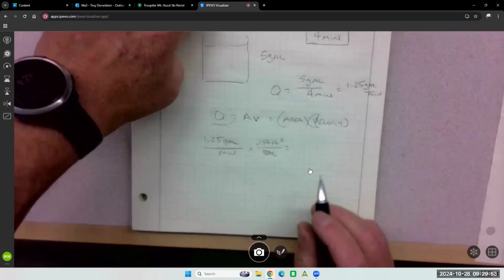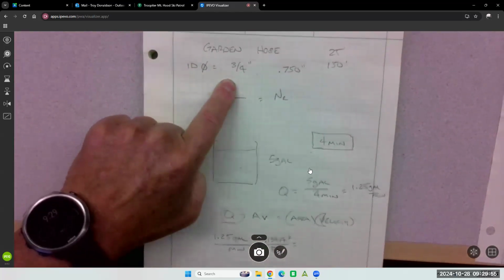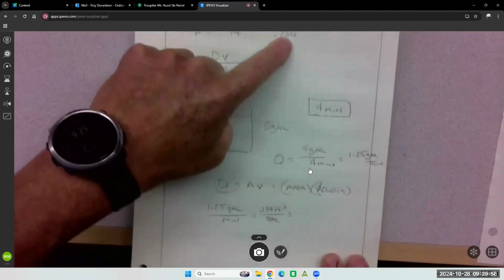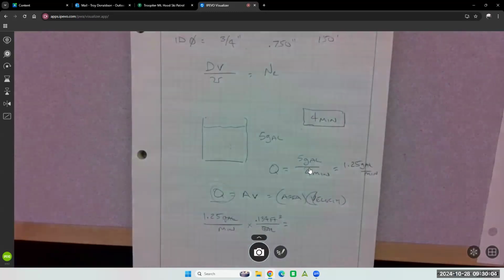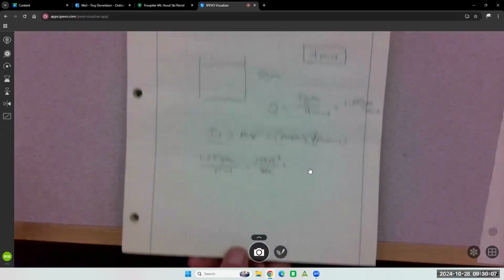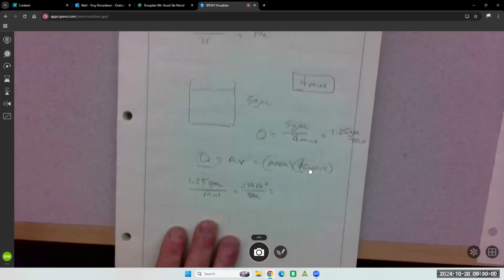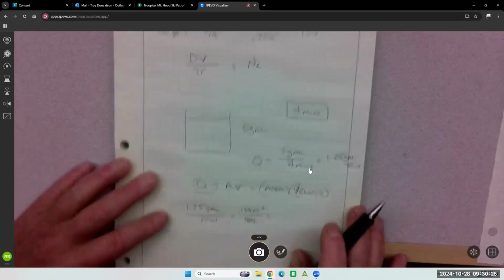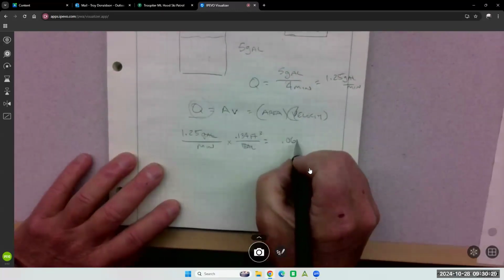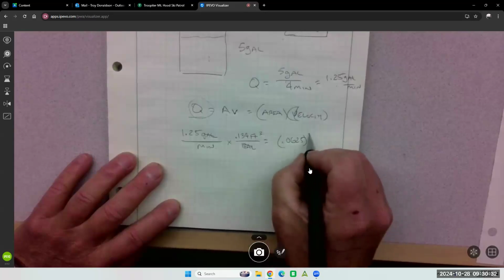What's our area? There's our diameter, 0.75 inches. We might want to put that in feet, because I want all the feet the same down here. I want feet cubed, and I want feet per second for my velocity. That's a common velocity. So what is that? 0.75 divided by 12? Yep. 0.0625. That's the diameter.